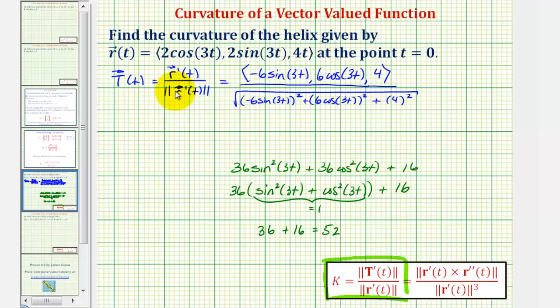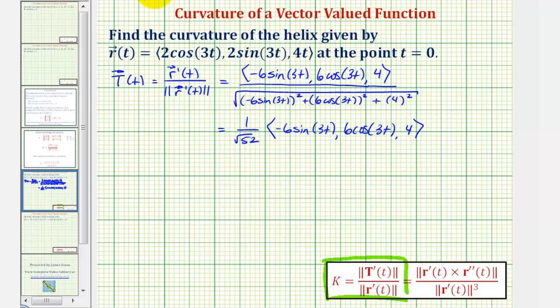Which means we can write the unit tangent vector valued function as 1 divided by the square root of 52 times the x component, which would just be negative 6 sine 3t. The y component again would be 6 cosine 3t. And the z component would just be 4. Again, notice how instead of leaving this in the denominator, I just put this as a fraction as 1 over the square root of 52. Now the square root of 52 does simplify to 2 square root of 13, but I'm going to go ahead and leave it in this form.